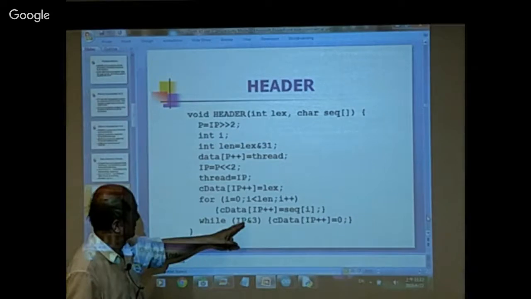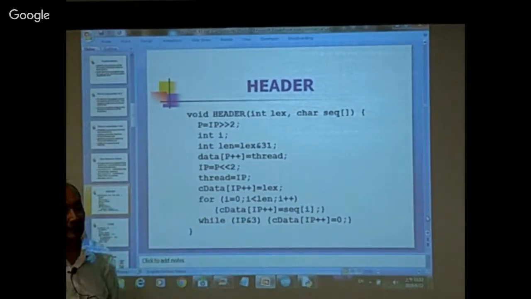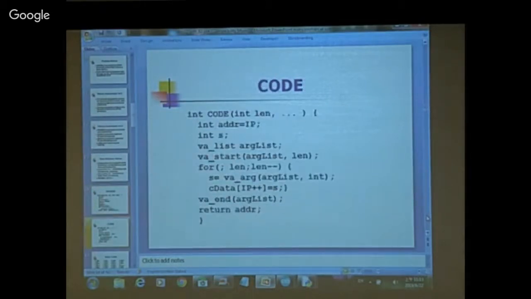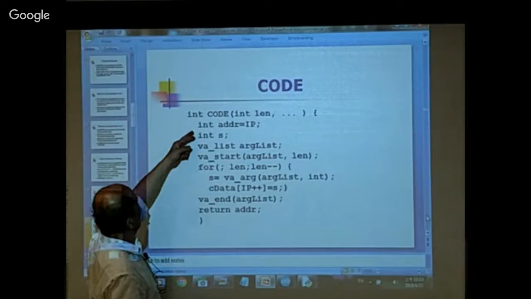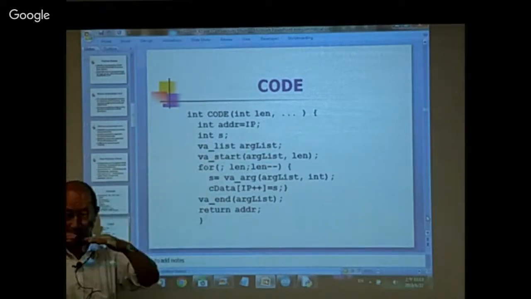So this is the code. When you finish a header, IP is pointing at the code field. So this code field location, I have to save it, and at the end I'll return it. So this code will return the CFA of the primitive word.